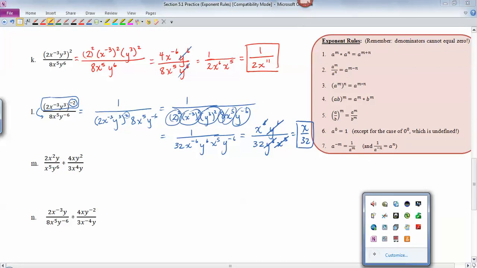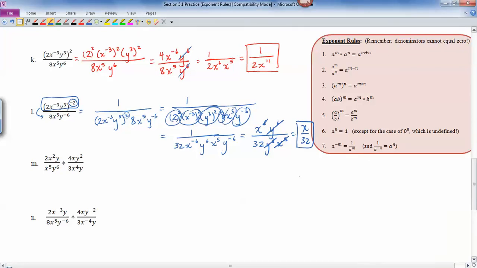Whoop, let me pause. Okay, let's look at part M. Let me shrink this down a little bit.